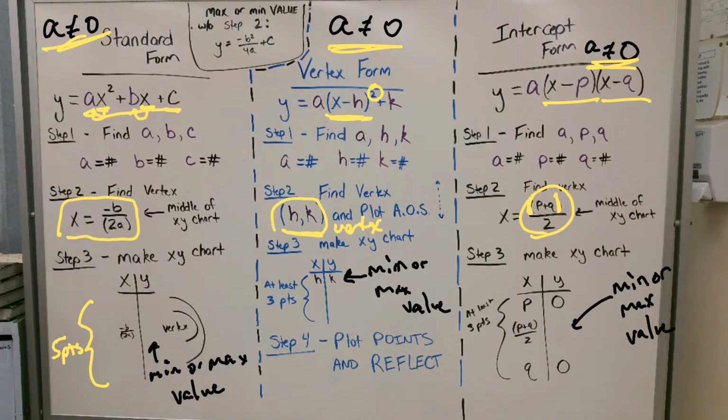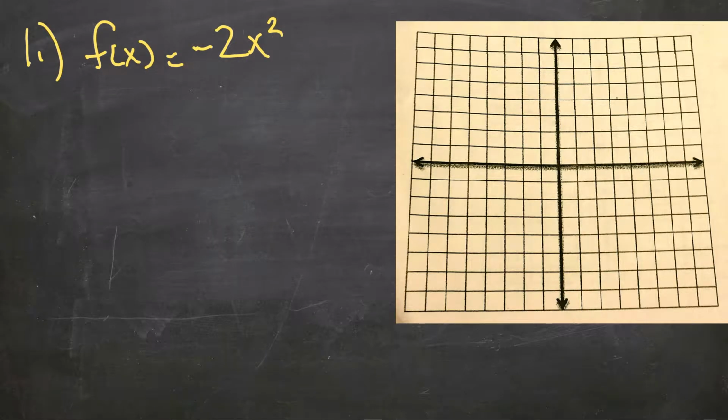All right? That's it. Number 1 is f of x equals negative 2x squared. Remember, f of x is just a fancy way to say y. So if you don't like that f of x, you can just scribble it out and write y. If that makes you feel better, it doesn't really matter.